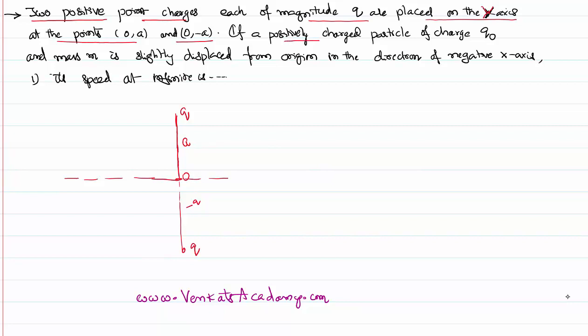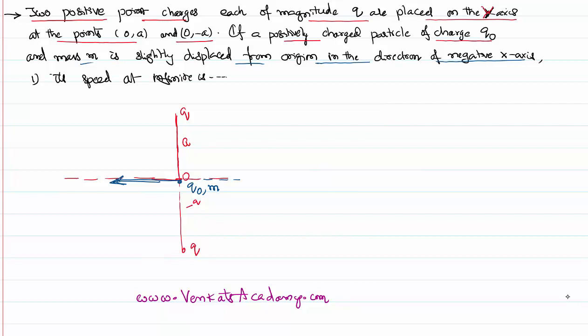If a positively charged particle of charge q0 and mass m is slightly displaced from the origin in the direction of the negative x-axis. So here at the origin a charge q0 having a mass is placed. It is now slightly displaced along the negative x-axis this way. This is negative, this is positive. Then what is the speed at infinity?